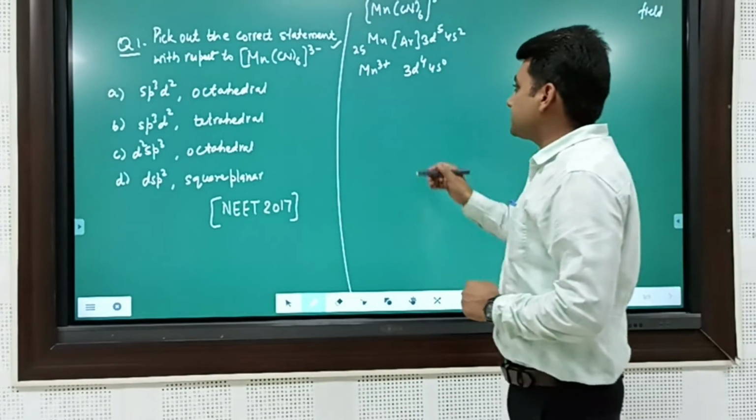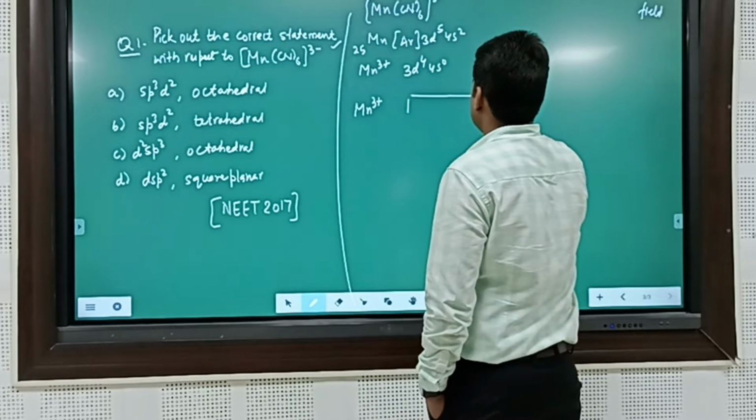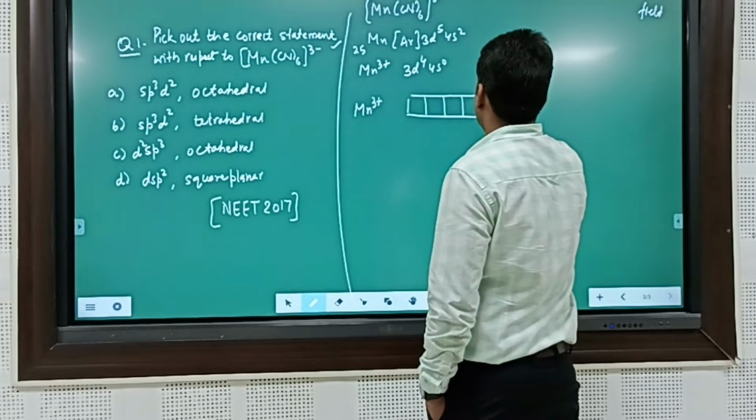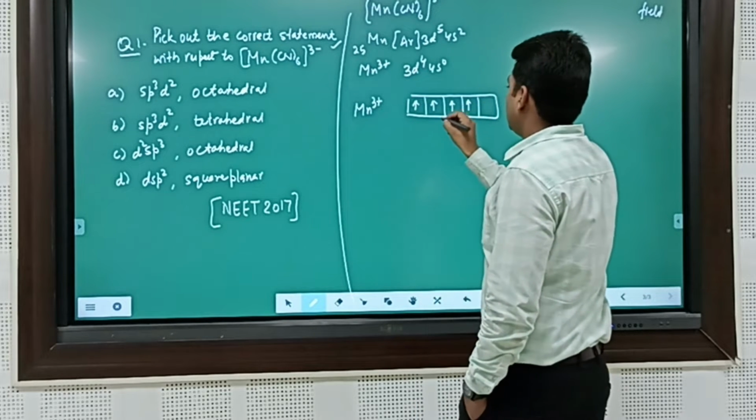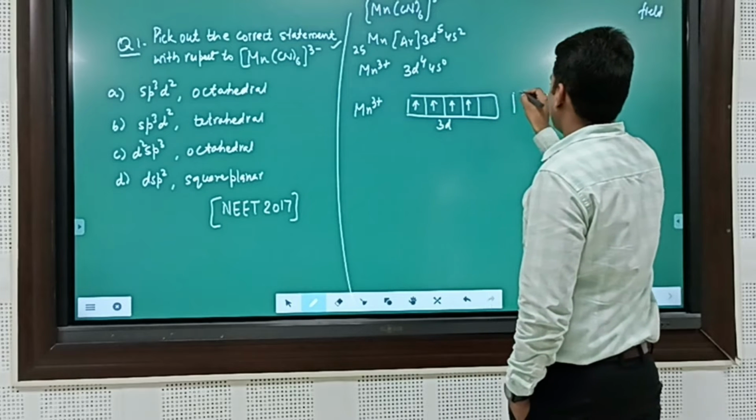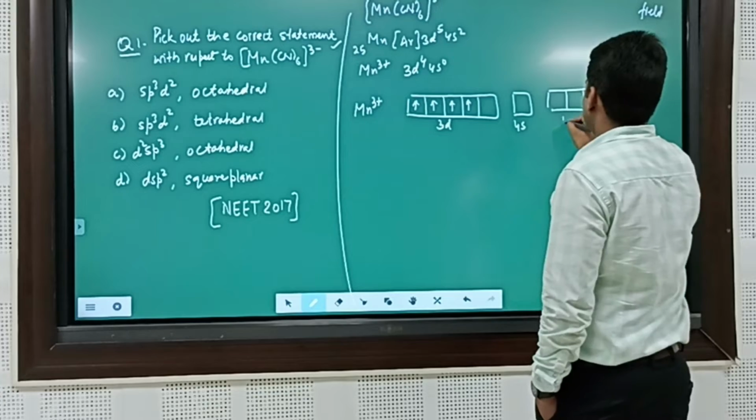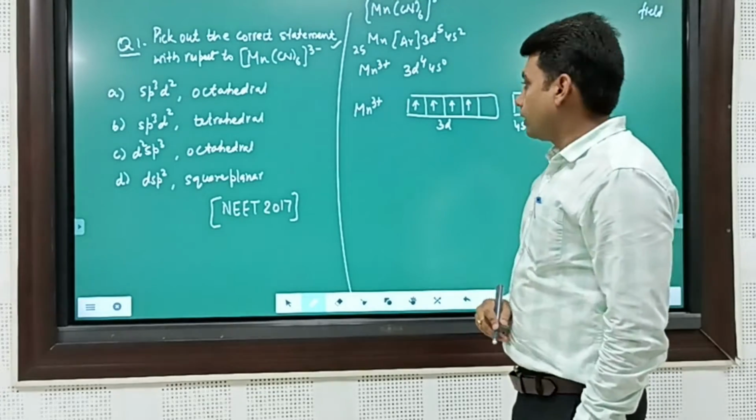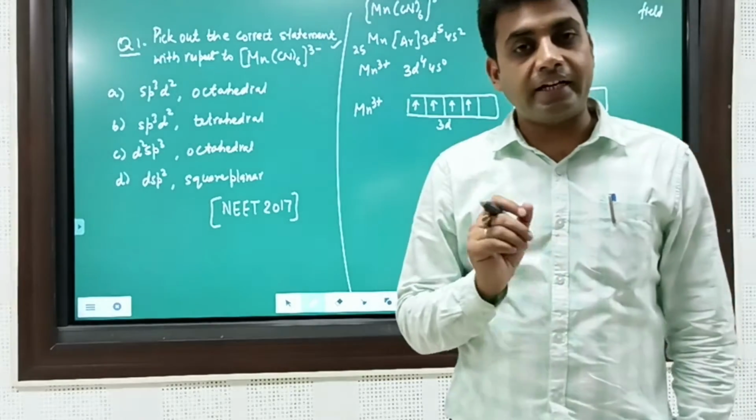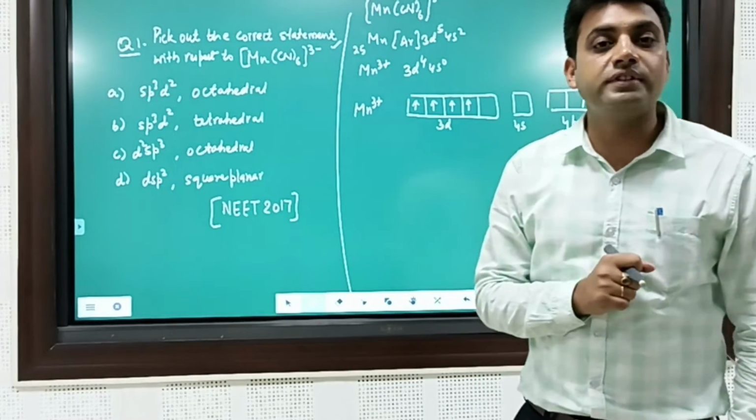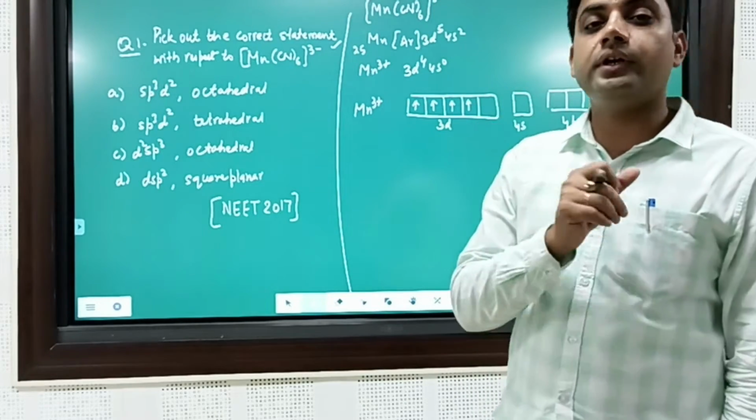In the box representation, manganese 3 plus is written with the 4 electrons in the 3d orbital, 4s is empty and 4p is empty. As we know, the ligand is cyanide, and cyanide has strong ligand field strength. It has the tendency to pair up all the unpaired electrons.